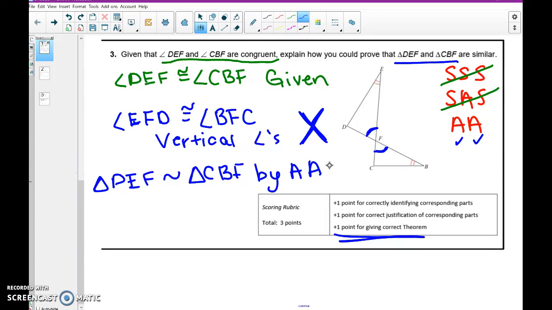Okay? So that's all you needed for this one. I've correctly identified corresponding parts. I've correctly justified, that means give a reason, and I gave the correct theorem. So 1, 2, 3, there are my 3 points. And I marked it in the picture even. Okay?